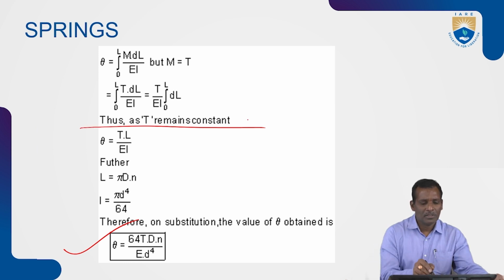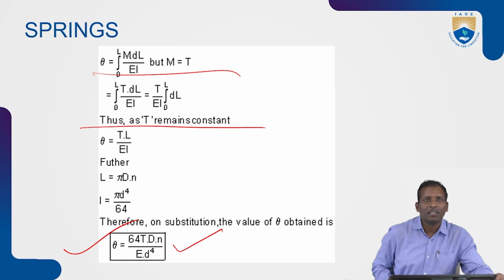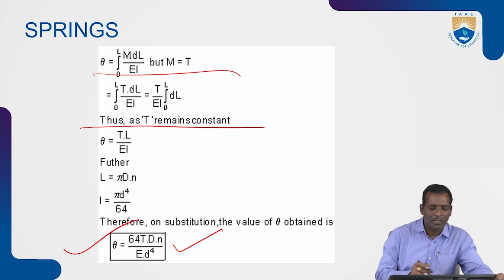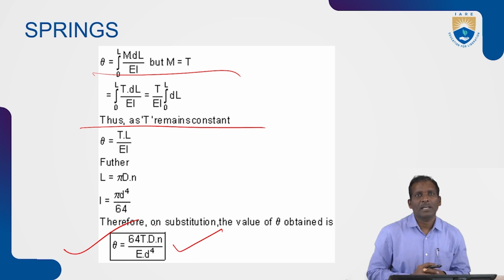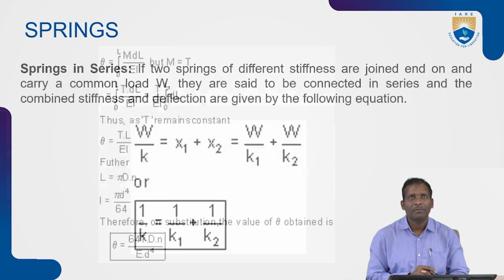So that is the derivation part. The final equation you can write: theta is equal to 64 T D n by E d to the power of 4. T you know is torque, D is the mean coil diameter, n is the number of active coils, E is the Young's modulus, and d is the wire diameter.